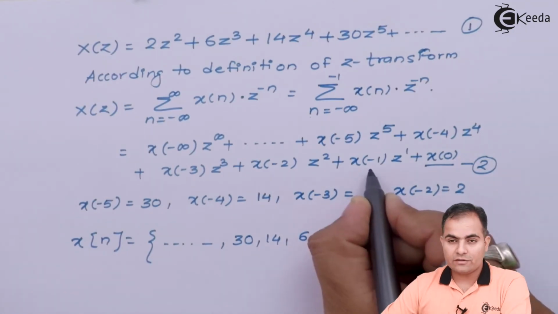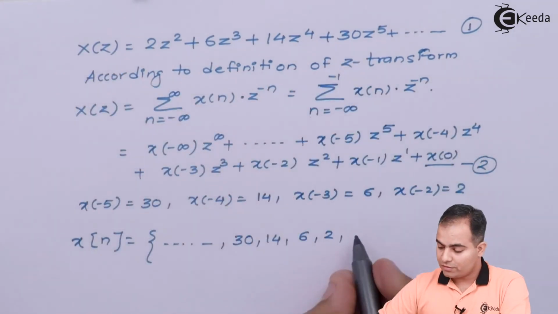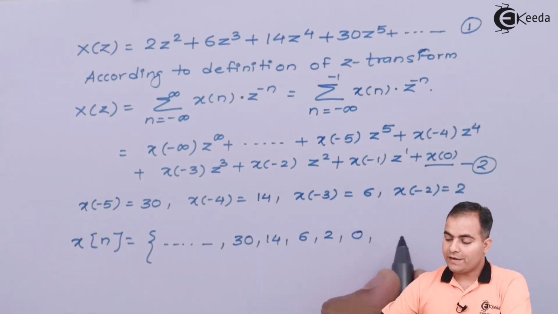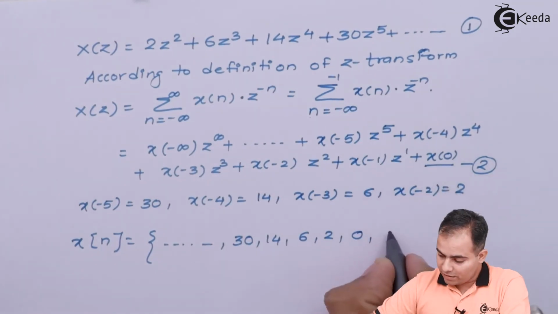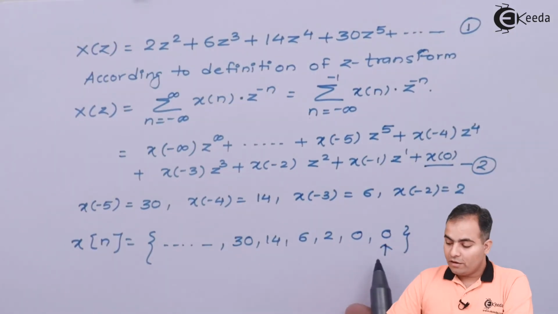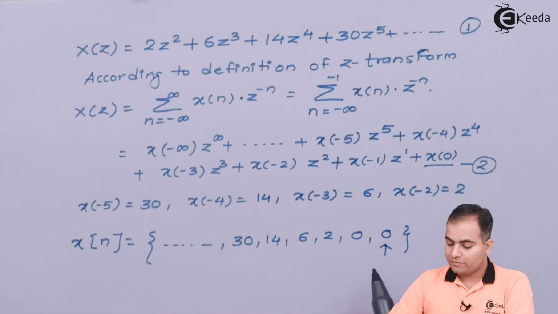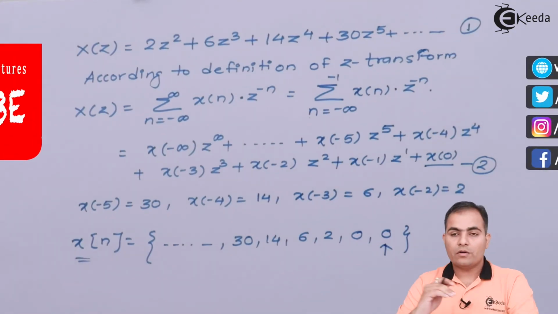But at x of minus 1 we don't have any value in x of z, so we will write only 0. And why I have written 0? Because to mark the origin value, so that you will get the idea. On the left hand side we have got the negative sample amplitudes. So this is all about power series expansion.